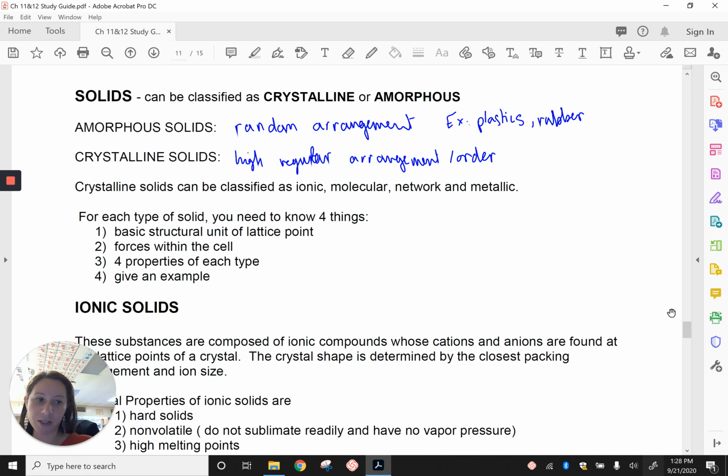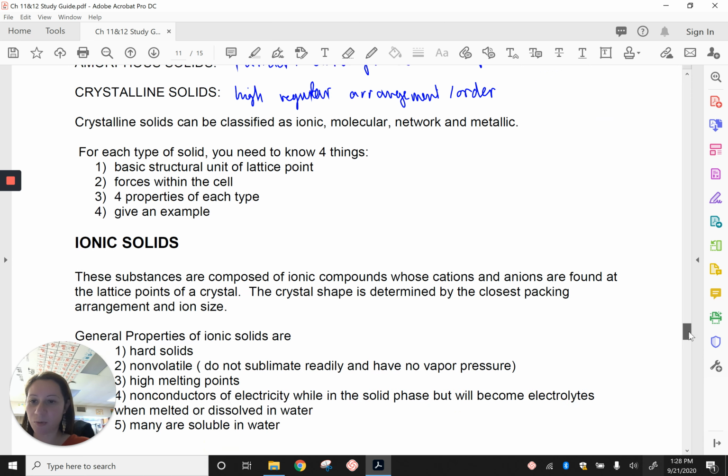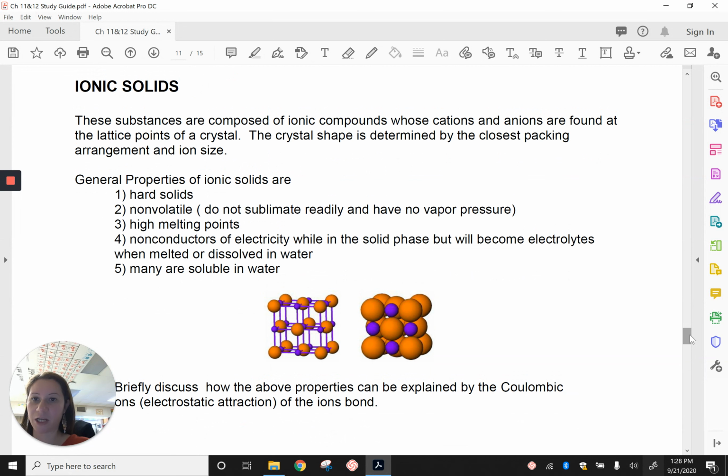So let's start with ionic solids. All of these, by the way, are a review. The only new one is the network one, but last year we talked about ionic, molecular, and metallic. So obviously these are made up of ions. These are substances that are composed of ionic compounds. So your cations and anions are in there, and they're found at the lattice points. So the first question, what's found at the lattice points, is cations and anions.